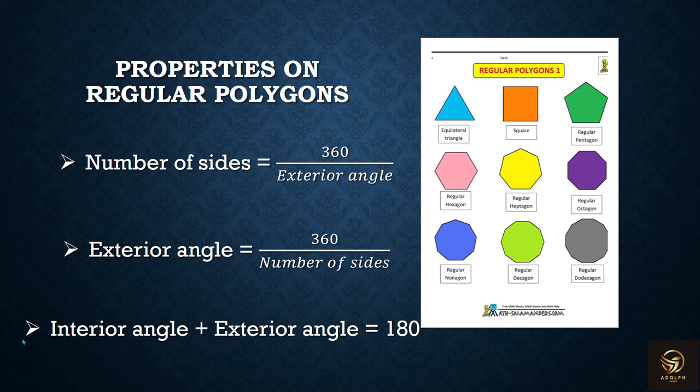Suppose they have given the interior angle; with the help of the interior you can calculate the exterior. If you have the exterior, you can calculate the number of sides. If any one is known and the other two are unknown, they can be found using these three properties. If you have the number of sides, we can get exterior and interior. If you have the exterior, you can find the number of sides and the interior. So simple. Let's see one example and then see how the problems are going to be.